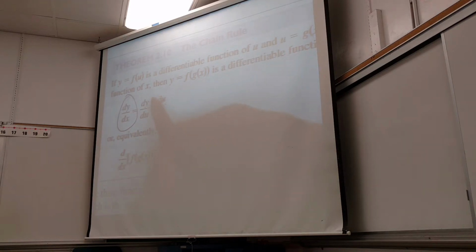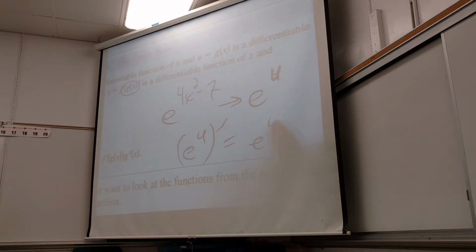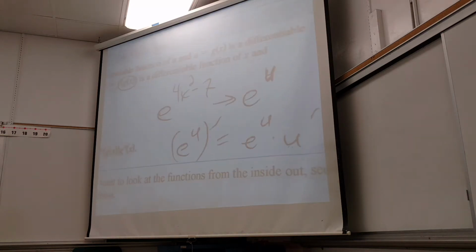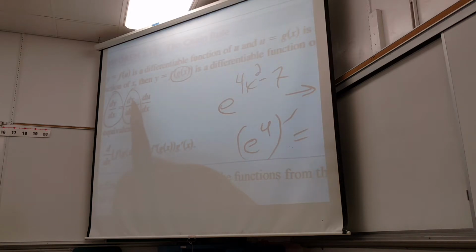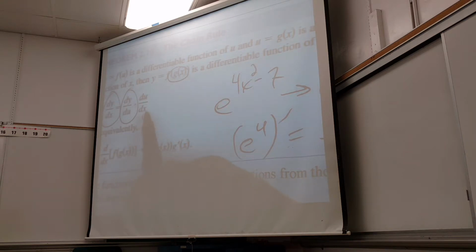dy/dx is dy/du times du/dx. So what they're saying is let g of x be u. So if I have, for example, e to the 4x squared minus 7, I can write that as e to the u. Then the derivative of e to the u is e to the u times the derivative of u. So look what this is saying. This is the derivative of the function with the u in it times the derivative of the u piece by itself. That is the chain rule.